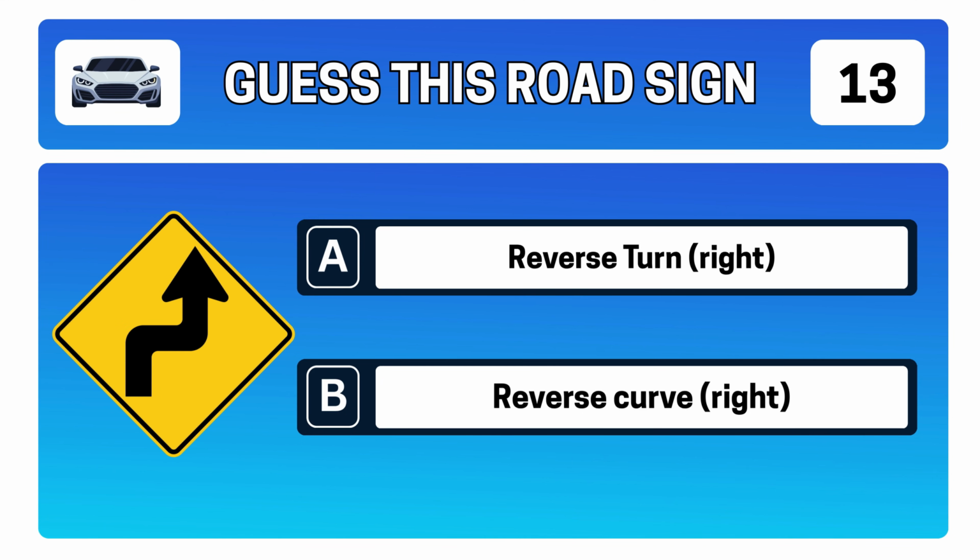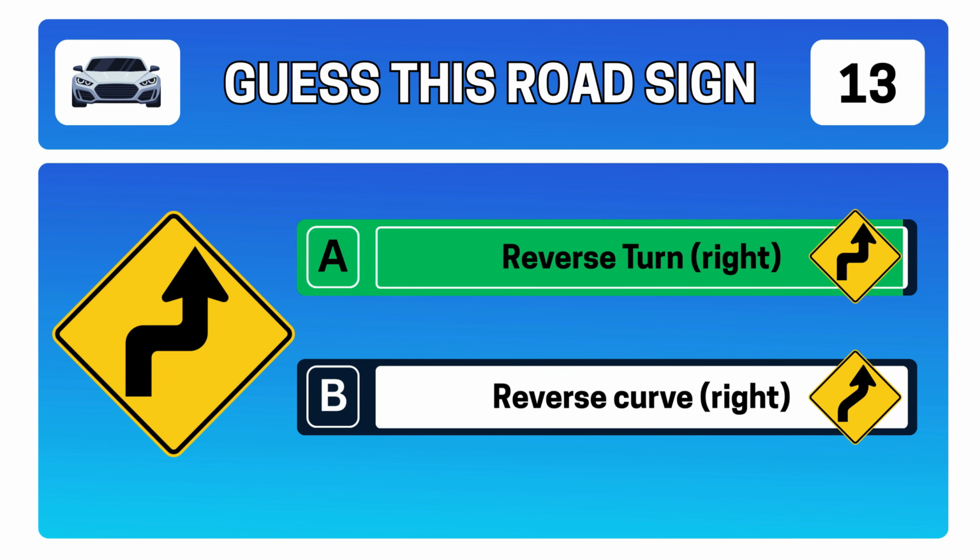Guess this road sign. A. Reverse turn, right. B. Reverse curve, right. Correct. That's the reverse turn right sign.